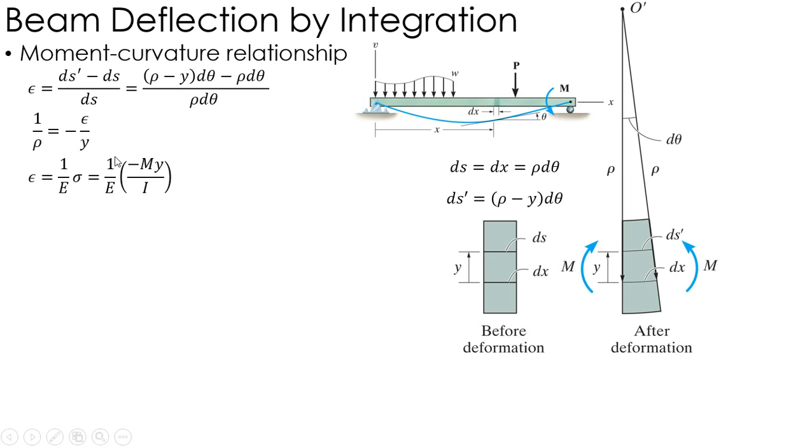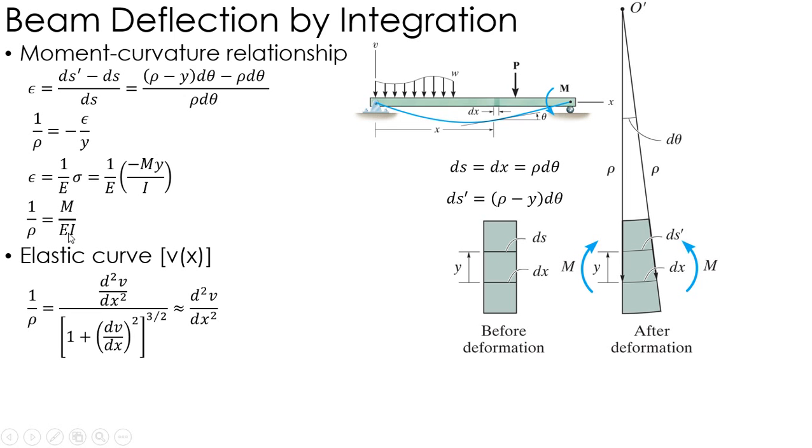Now, using Hooke's law, again, the strain is equal to the stress over the Young's modulus. Stress due to a moment we know to be negative My over I. And I can relate the radius of curvature to the moment given by that equation: 1 over the radius of curvature equals M over the modulus times the moment of inertia.